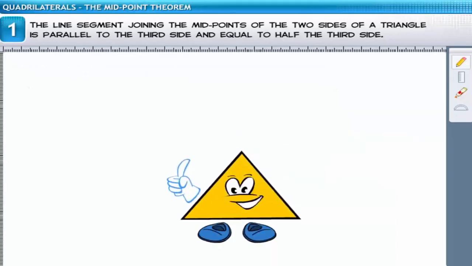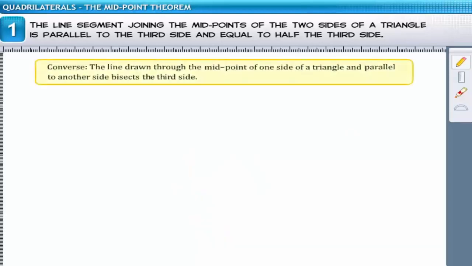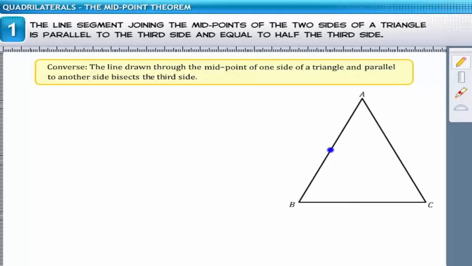The converse of this theorem also holds true. It says, the line drawn through the midpoint of one side of a triangle and parallel to another side bisects the third side. That is, if in a triangle ABC, P is the midpoint of AB and PQ is parallel to BC, then AQ is equal to QC.